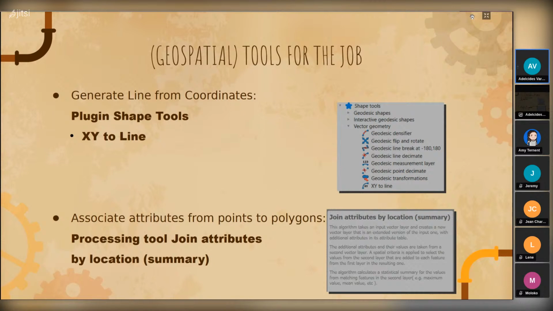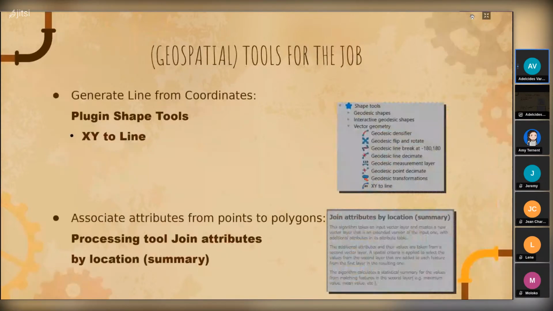In this case, I found this plugin, Shape Tools. It has a lot of tools, and the particular one that was useful for this use case was XY to Line. So this was for the first part. For the second part, there's the native processing tool Join Attributes by Location, with the ability to summarize the data. At first, they used the tool Count Points in Polygons, but I showed them that it only adds the total number of points. If you need to work with information from the points, that's not an appropriate tool, so this is a better alternative.